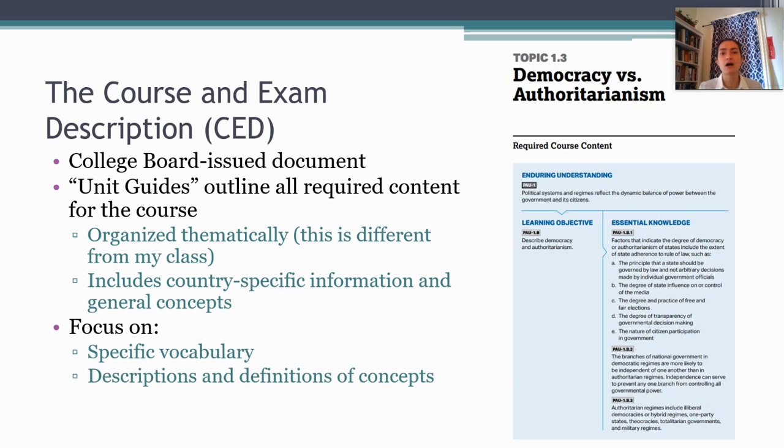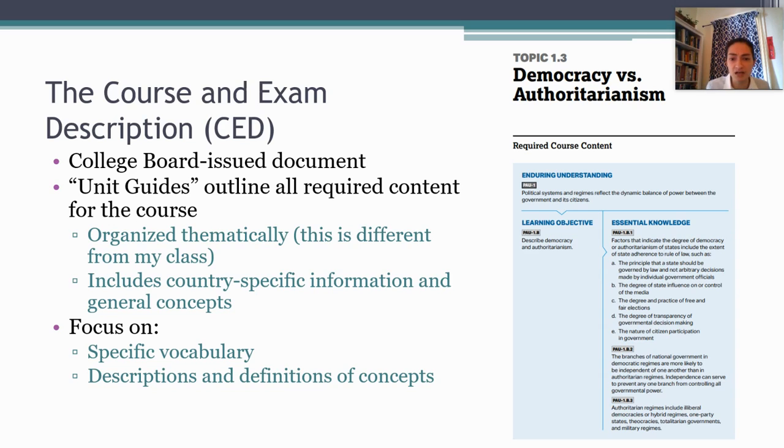Number two, you're going to see some fairly detailed descriptions of specific concepts in this course that tend to be a big deal, right? So I've skipped ahead a little bit to topic 1.3, democracy versus authoritarianism. You know that's a really big deal in this course. We talk about it constantly. We apply it to basically every country, right?